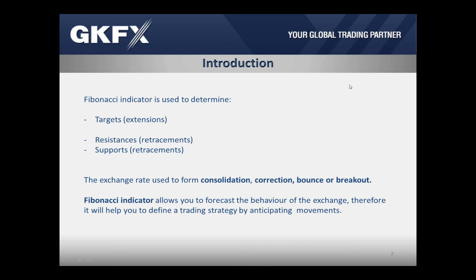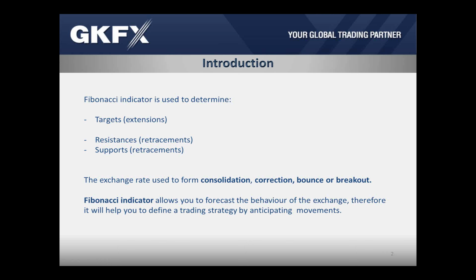Here's the introduction. The Fibonacci indicator is used to determine targets using extensions, to determine resistances with the retracements, and supports with retracements as well. As you know, the exchange rate tends to form consolidation, correction, bounce, and breakout. This is its behavior. With the Fibonacci indicator, you may anticipate those consolidations, corrections, bounces, or breakouts. It's a tool to anticipate exchange rate behavior.